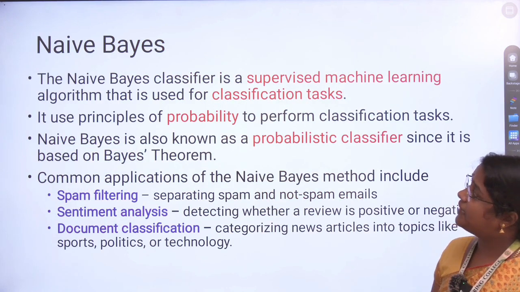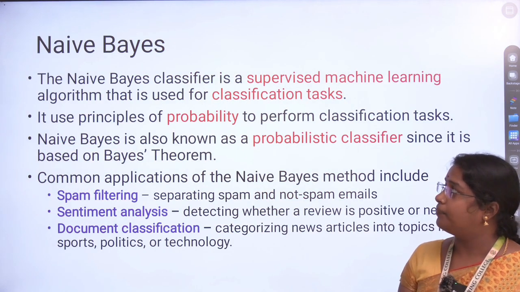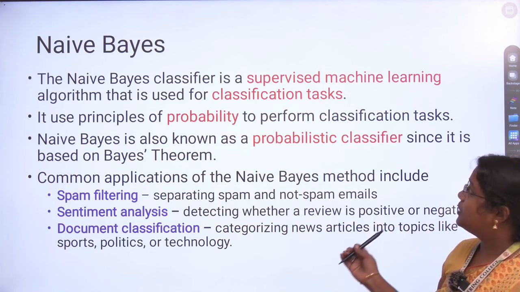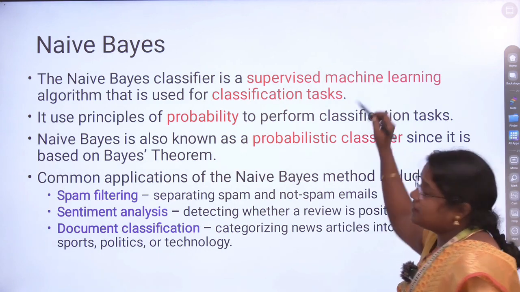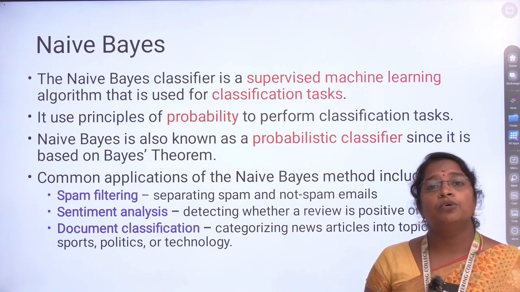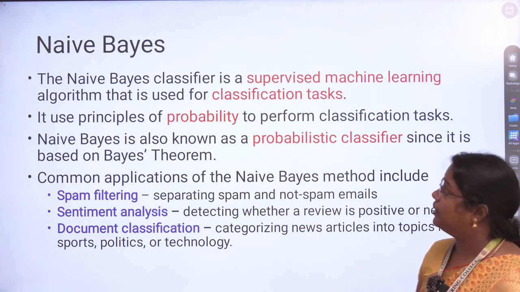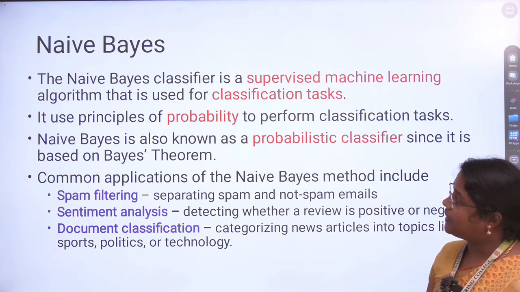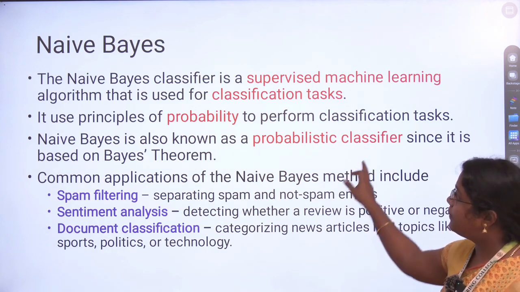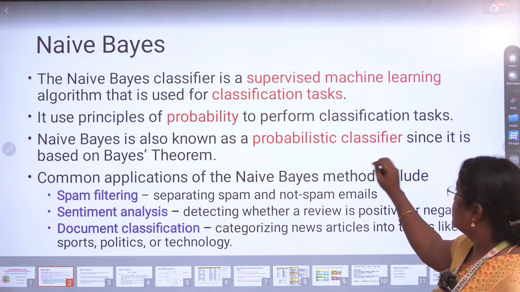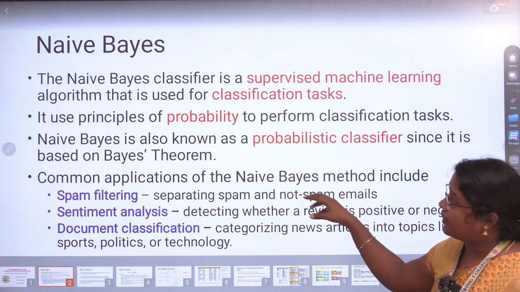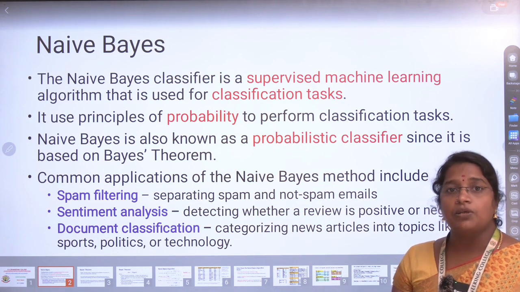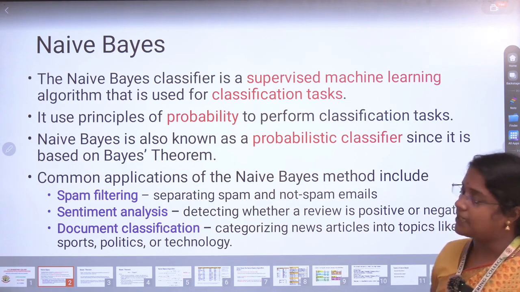Let's see the basic definition of Naive Bayes and the common applications. The Naive Bayes classifier is a supervised machine learning algorithm, which means the dataset contains both input and the output label. The Naive Bayes algorithm is majorly used for the classification task. It is also known as a probabilistic classifier because it uses the Bayes theorem and the principles of probability to make decisions or to perform the classification task.